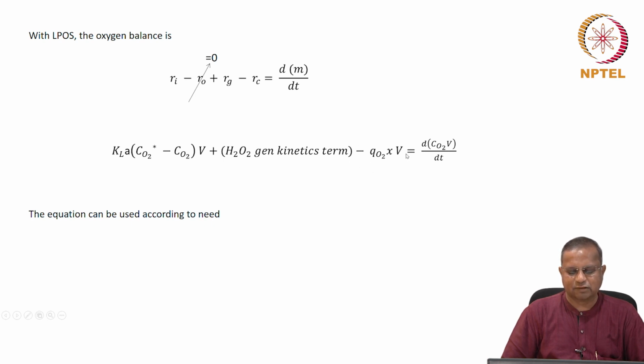When you don't have any cells, this goes to 0. Then this becomes irrelevant. Therefore, these two terms need to be taken together. The catalase that is necessary for generation of oxygen from hydrogen peroxide actually comes from the cells. Therefore, these two terms usually go together.